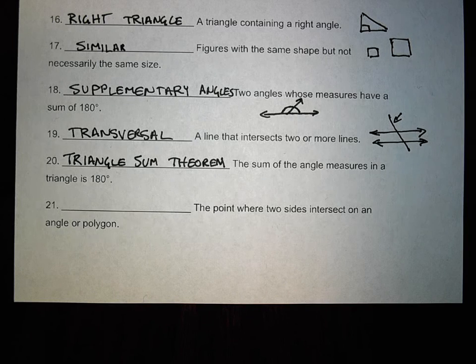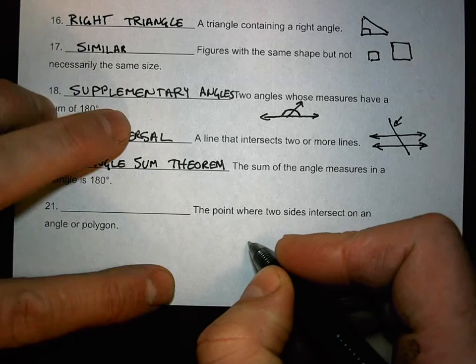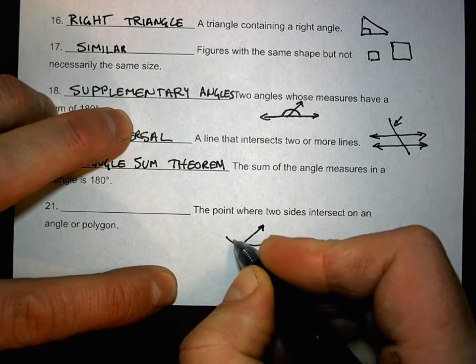So the last one we got here is the point where two sides intersect on an angle or a polygon. So it's that intersection. Vertex. The vertex.